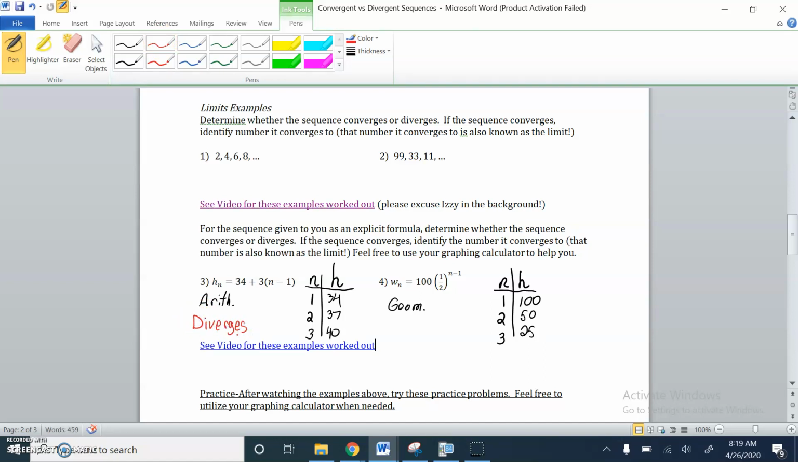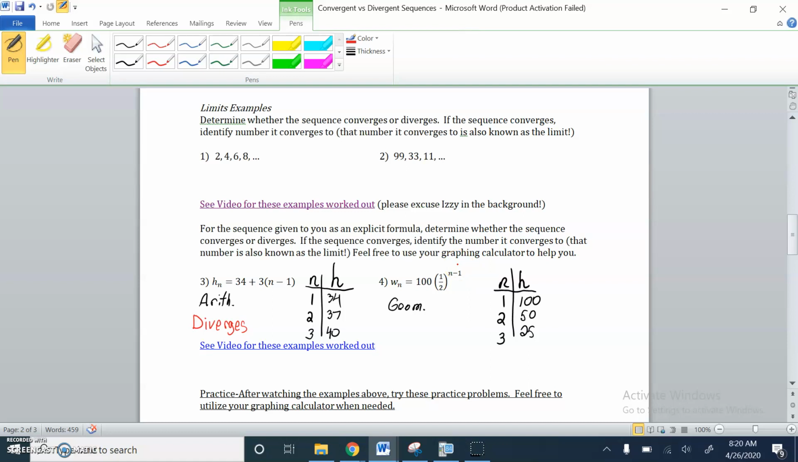Because no matter how big or small the x term, or in this case n, gets, we're never heading to any particular point. On the other hand, question 4, it's geometric, and geometric will almost always have some sort of pattern. But the thing is, if the number that we're raising to an exponent is between 0 and 1, what we're really looking at is taking a fraction to an exponent.